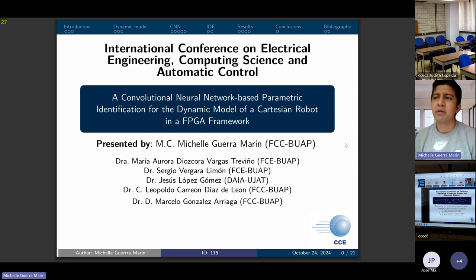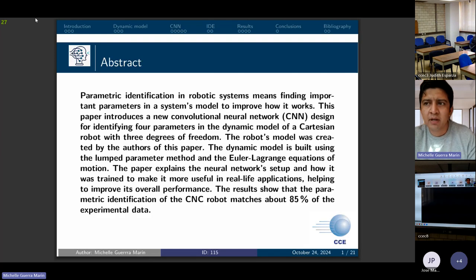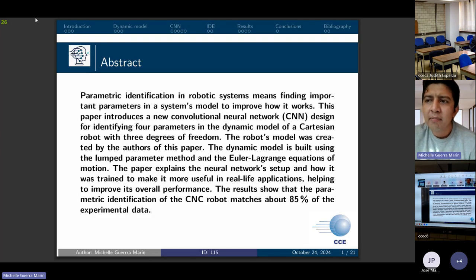Hello, good morning. My name is Michelle Guerra Marín. Today, I will talk about the design of a convolutional neural network for the parametric identification of a Cartesian robot with 3 degrees of freedom. Let's start with parametric identification. It helps robots work better by finding key parameters. This paper presents a convolutional neural network that identifies important parameters of a Cartesian robot. It explains how the model was built and trained. The results show the convolutional neural network matches about 85% of the test data.